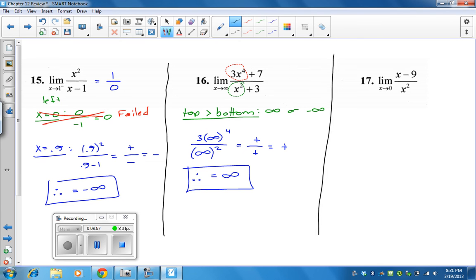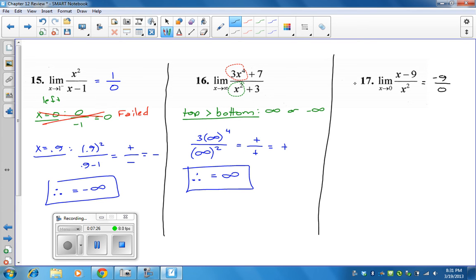And you do that if the top degree is bigger than the bottom and your limit is approaching infinity. You only use the degree rules if your limit's approaching infinity or negative infinity. Number 17, I'm approaching 0, so I'm not going to look at degree on top and bottom. I'm going to plug in 0. I get negative 9 over 0 squared. And again, here I have that number over 0. So for this problem, I'm going to have to look at it and plug in numbers real close to 0 like I did on number 15.